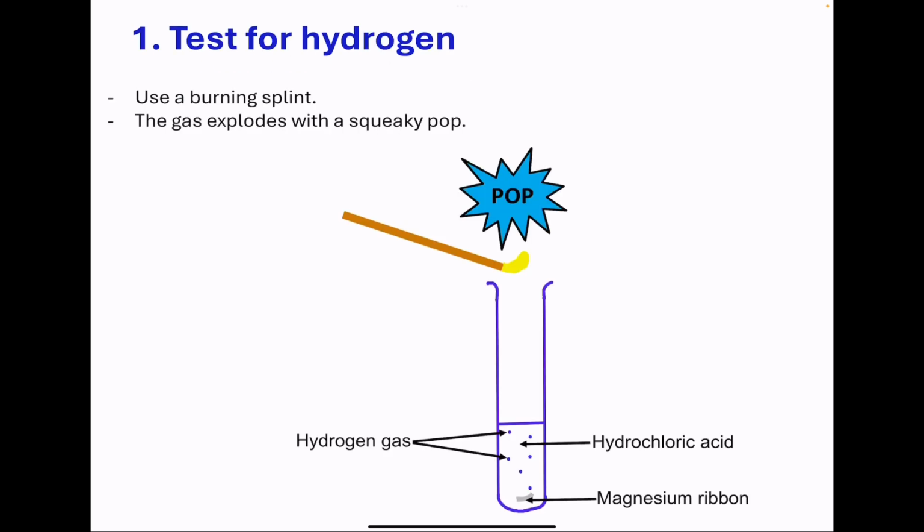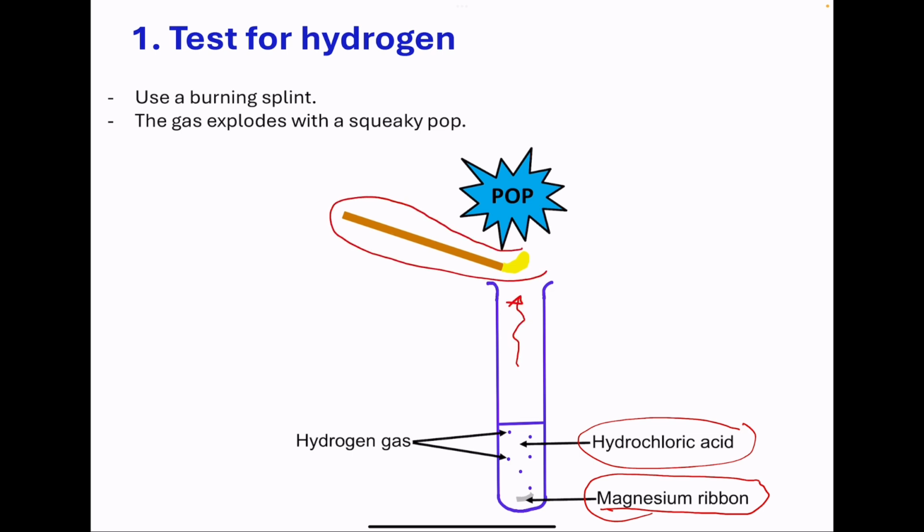Let's begin with hydrogen. Hydrogen gas can be tested using a burning splint. To do this, the burning splint is going to be exposed to the gas, and the splint will explode with a squeaky pop sound, like that. So looking at the experiment here, we see magnesium ribbon exposed to hydrochloric acid. Of course, this is a metal reacting with an acid. We're going to produce a salt and hydrogen. The salt will be magnesium chloride, but the hydrogen gas coming off here is going to be tested using this burning splint, and it's going to explode with a squeaky pop sound.